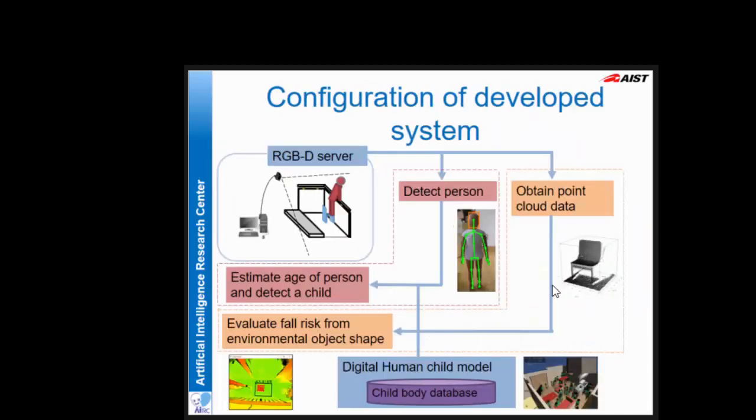This system has two functions, a function for detecting a child and a function for evaluating environmental object shape. This slide shows the configuration of the developed system. This system consists of RGB-D camera and server, a digital human child model, components for measuring human body and environmental object shape, and components for estimating human age and for risks.